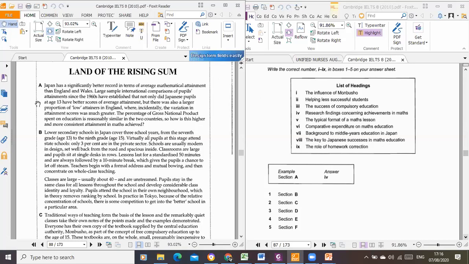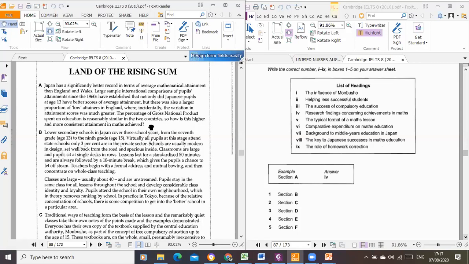Paragraph A says, Japan has a significantly better record in terms of average mathematical attainment than England and Wales. Then the last sentence: The percentage of GDP spent on education is reasonably similar in the two countries. So how is this higher and more consistent attainment in math achieved? From A, I'm beginning to understand that this passage is likely going to be a comparison between Japan and the UK. The BBC will say England and Wales, but you know that the UK consists of 4 countries, in case you want to use it in your writing: England, Wales, Scotland, and Northern Ireland.